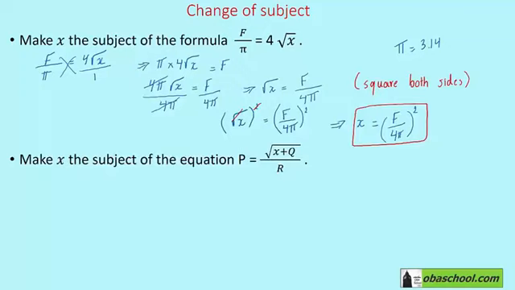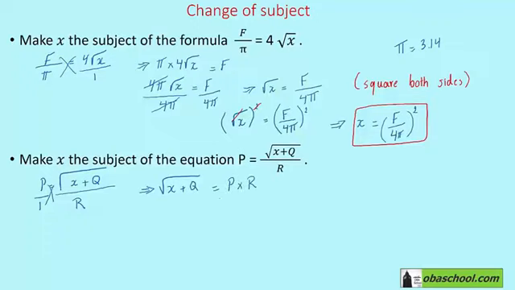Now, let's move on to the next one. Make x the subject of the equation p equal to radical x plus q over r. So the first thing we're going to do is copy the equation. And now, let's do some cross multiplication. Radical x plus q equal to p times r.